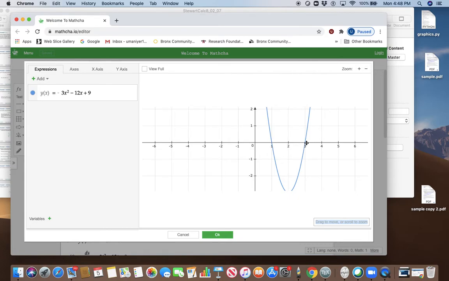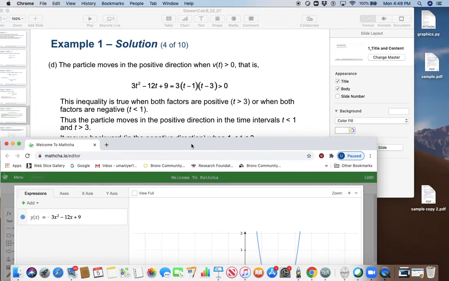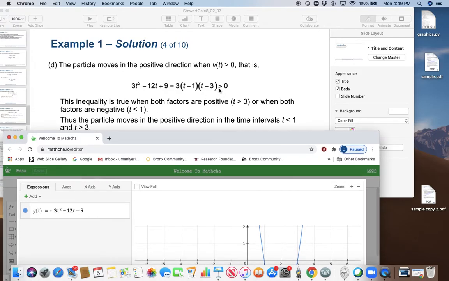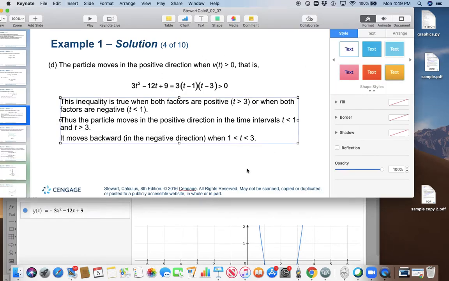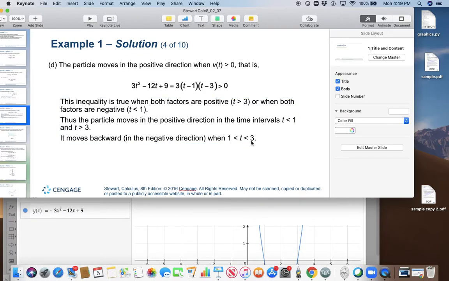Notice how at 1 and 3 velocity is 0. Between 1 and 3 velocity is negative. To the left of 1 velocity is positive. To the right of 3 velocity is positive. That's all they are saying. Velocity is positive to the right of 3 and to the left of 1, and between 1 and 3, velocity is negative. So, in other words, beyond 3 and before 1, because my velocity is positive, my particle is moving forward.